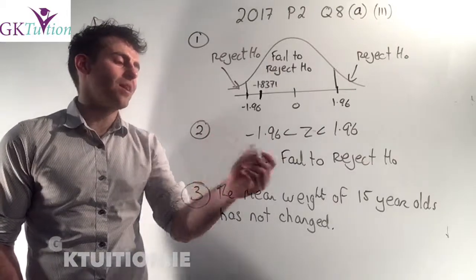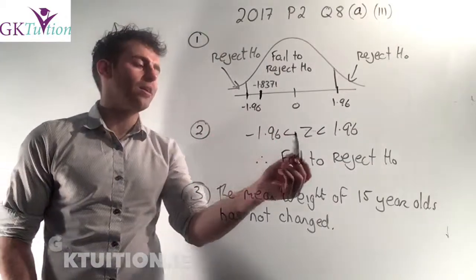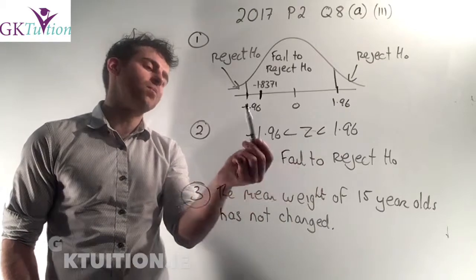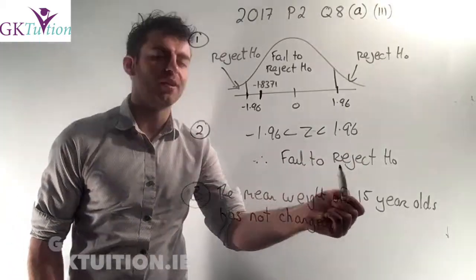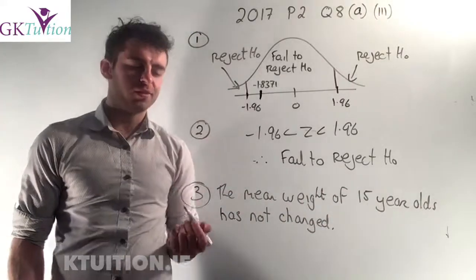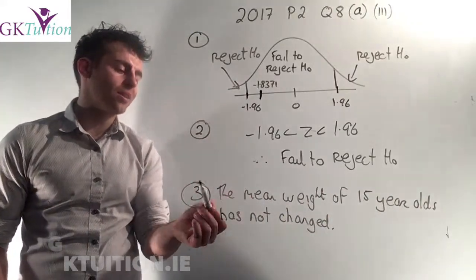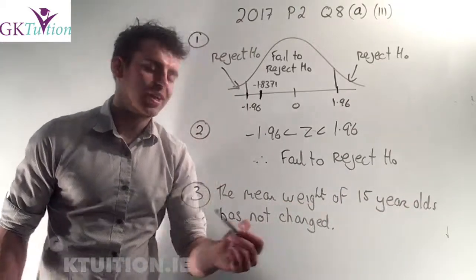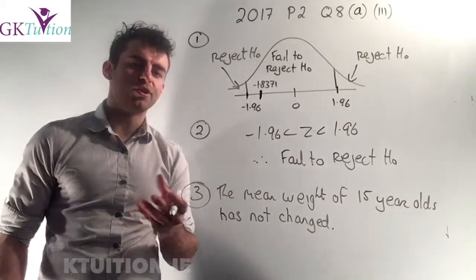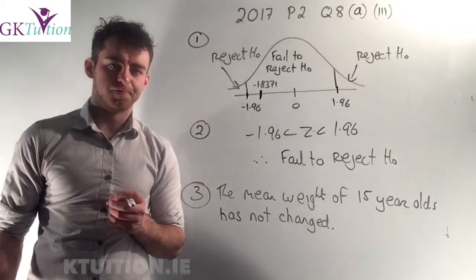To explain this in terms of an inequality or mathematically, you could say that, right, well, in this case, Z is between minus 1.96 and 1.96, so therefore I'm going to fail to reject H0. If you're failing to reject H0, you can stipulate that there's a 95% chance the mean weight of 15-year-olds has not changed. So you just reiterate what your null hypothesis was in the first place.